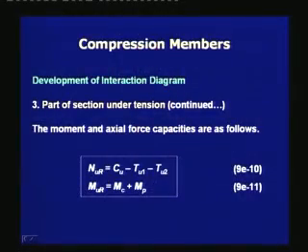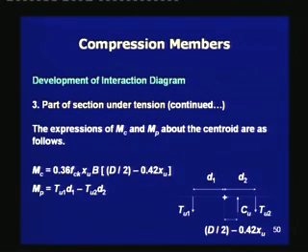From epsilon c1 and epsilon c2, we calculate epsilon p1 and epsilon p2, from which we calculate fp1 and fp2, and then we get the forces. Finally, the moment and the axial force are given by these equations, which are the same as we had seen before: NUR is equal to Cu minus Tu1 minus Tu2 and MUR is equal to MC plus MP. The expression of MC about the centroid is given by the stress block times the lever arm, which is d by 2 minus 0.42 xu, and the expression of MP is same as before.